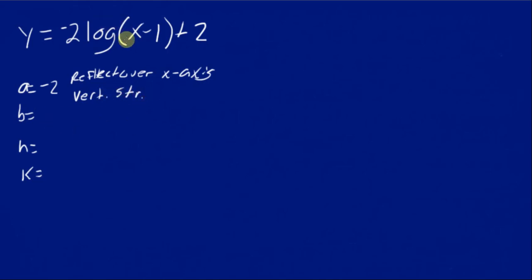b is the number right in front of x here, so there's a 1. That does absolutely nothing to our graph. h is what is here, but it's not -1. It's always the opposite of that, so it's +1. And it's a translation to the right, 1 unit. And k is the constant added outside of the function, and you keep it the same sign, 2, and that is going to be a translation up 2 units.